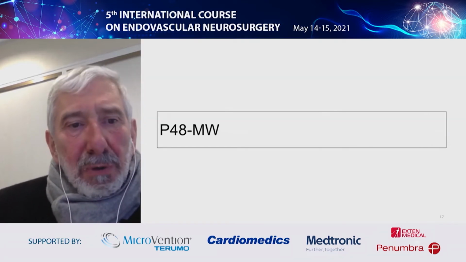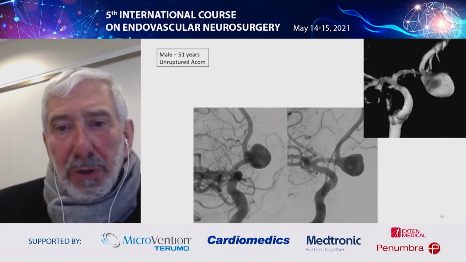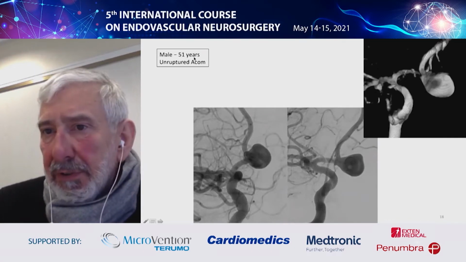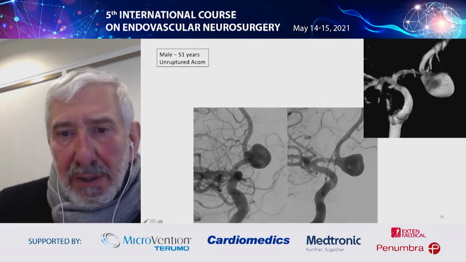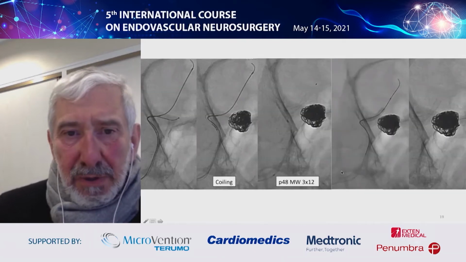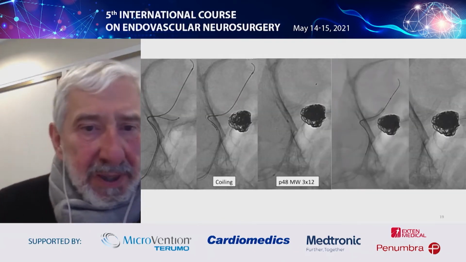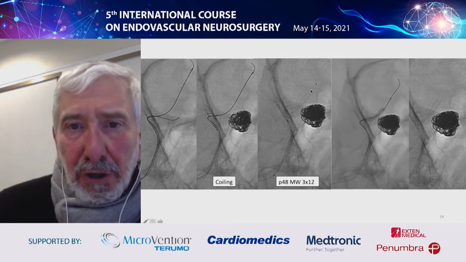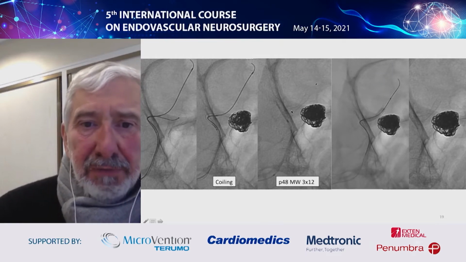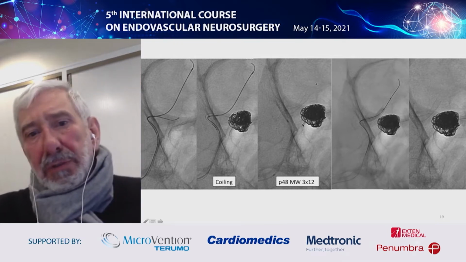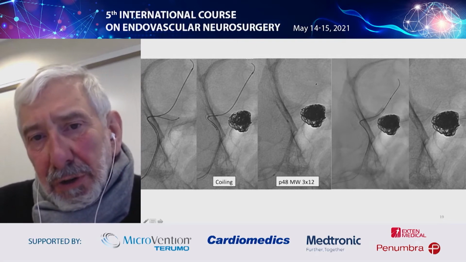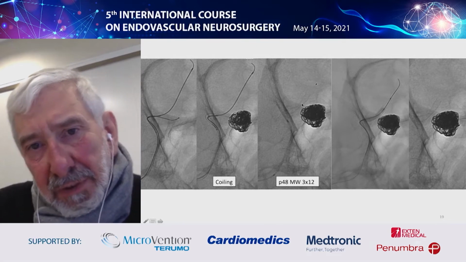Now, some example with the P48 MW. You see, it's an unruptured ACOM aneurysm in a male of 51 years old. It's a relatively large, irregular aneurysm. So in that case, what we were doing is we were placing some coils in the aneurysm, and to prevent any recanalization, we were deploying a P48 MW in front of the neck. 3 by 12, and you see that we are not completely happy here because we have maybe a stenosis.